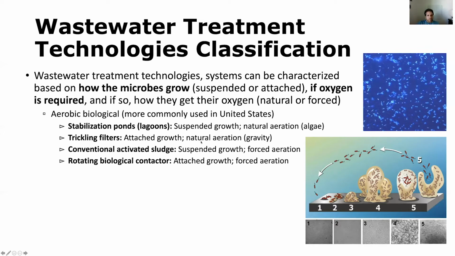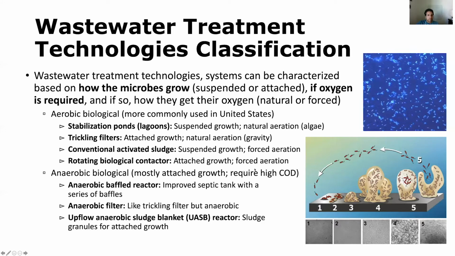Conventional activated sludge systems use suspended growth in a forced aeration system, and other technologies like rotating biological contactors also use forced aeration, but they use an attached growth process. There's also a whole class of anaerobic biological wastewater treatment technologies, and these mostly tend to be attached growth. They also tend to require high COD concentrations in the influent. They're not so common in the United States. However, they are common in some other countries, especially in Brazil and Latin American countries.